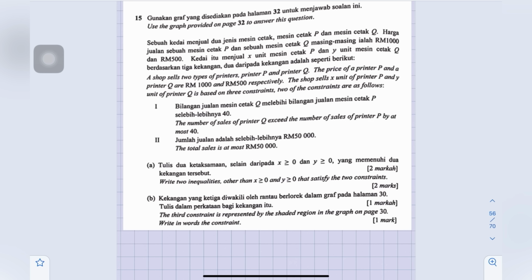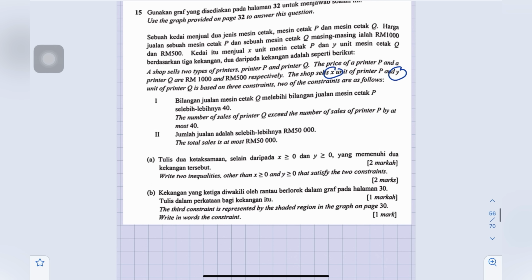A. Write two inequalities, other than x more than or equal to 0 and y more than or equal to 0, that satisfy the two constraints. Okay, so at first X is for printer P and Y is for printer Q. Okay, the first statement. We have the number of sales of printer Q, so Y, exceeds the number of printer P, so Y minus X, by at most, so less than or equal to 40. Okay, this is for the first statement.